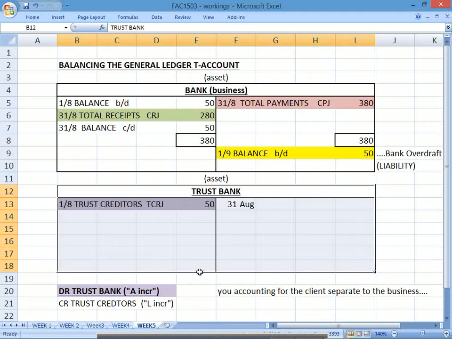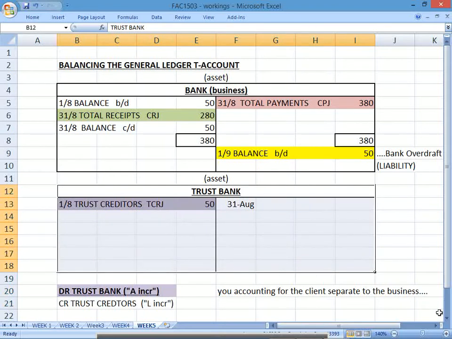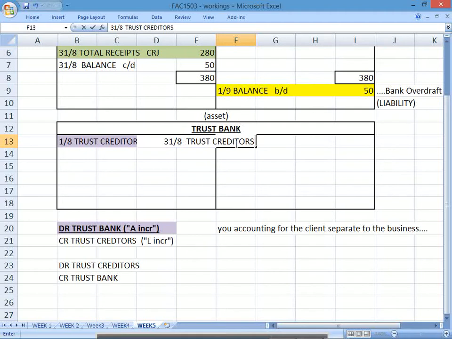Does that make sense? So this was when the client gave you money, and now if the client is using the money to pay for expenses, what would you do? You would do the opposite. You would have to debit the trust creditors and credit the trust bank, because now you're no longer going to owe them more, because money of theirs has been used to do something. And then the trust bank account is obviously going to be used to make payments, so this would have decreased it. Trust creditors, trust CPJ. And let's say that's 30 or 32. The numbers are a bit small, but it's fine.